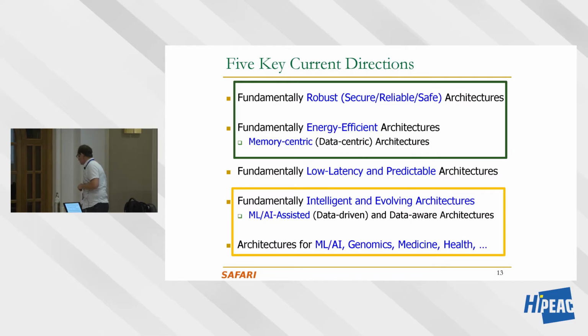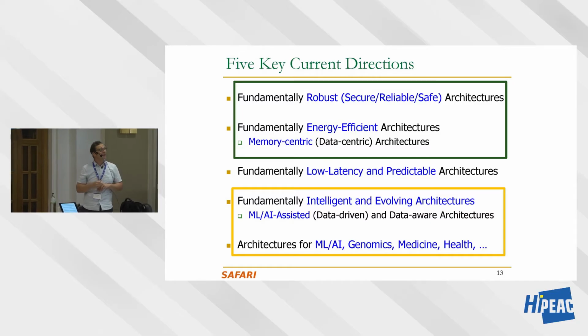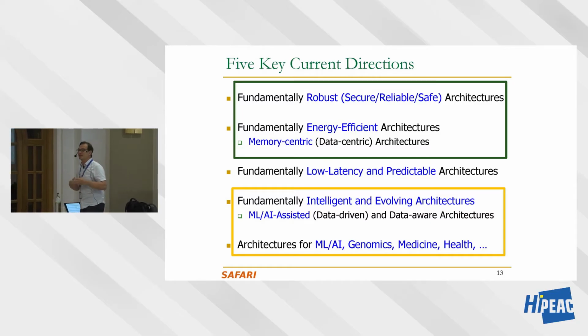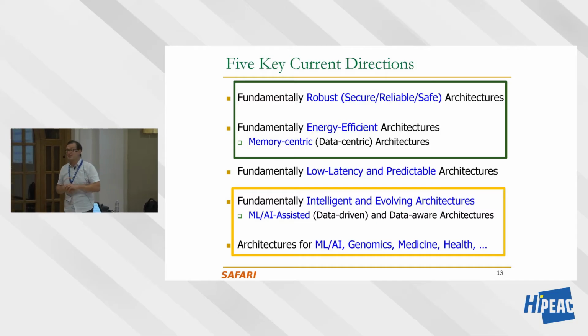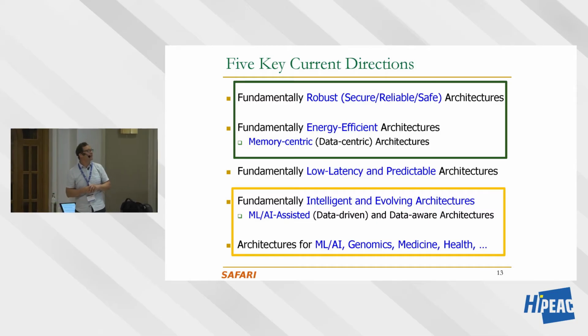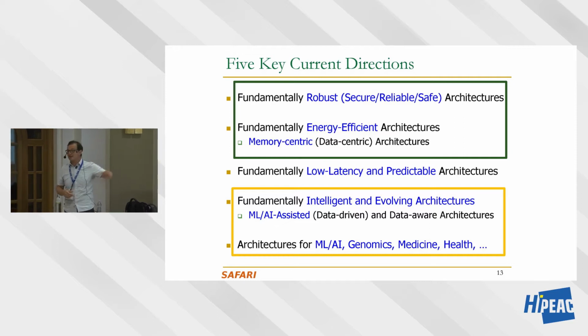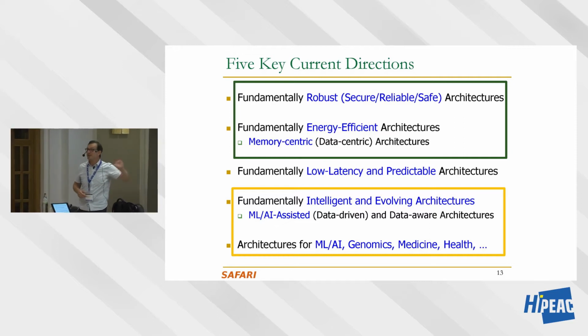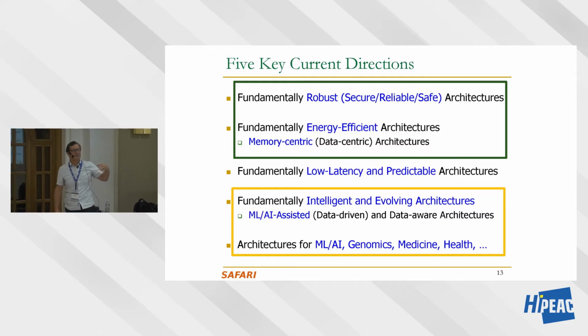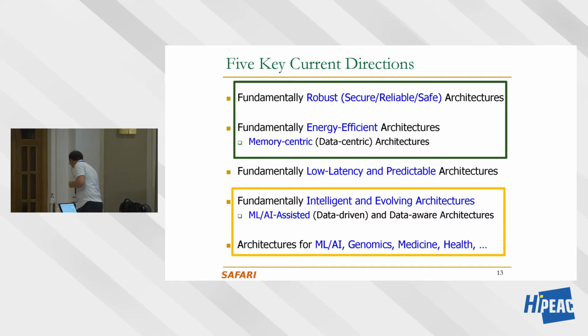Okay, so we have 5 major current directions that we're pursuing, and you'll see all of these in this course. How do we build fundamentally robust architectures, reliable, secure, safe architectures? I think this is critically important going into the future. How do we build fundamentally energy efficient and sustainable architectures? And that's part of what this course is about, memory-centric architectures. How do we build low latency and predictable architectures? Unfortunately, we're not going to talk about that. We're going to talk especially about these two.